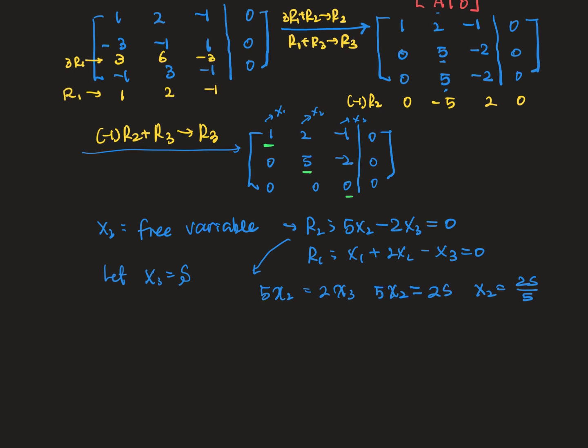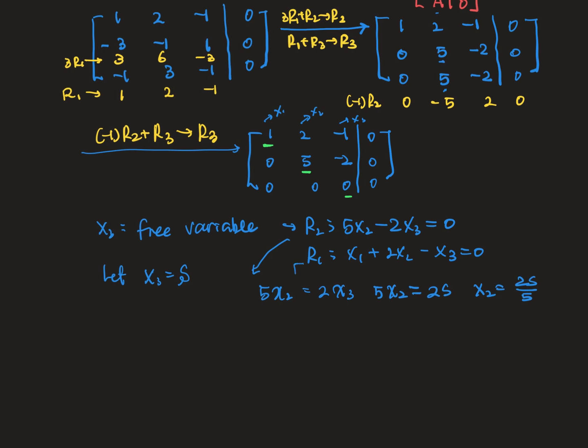Let's find the first, okay? Let's go to the first row right there. So this one is x1 equals x3 minus 2x2. So x1 is going to be s minus 2 times 2s over 5. This is going to be s minus 4s over 5. That's going to be s over 5.